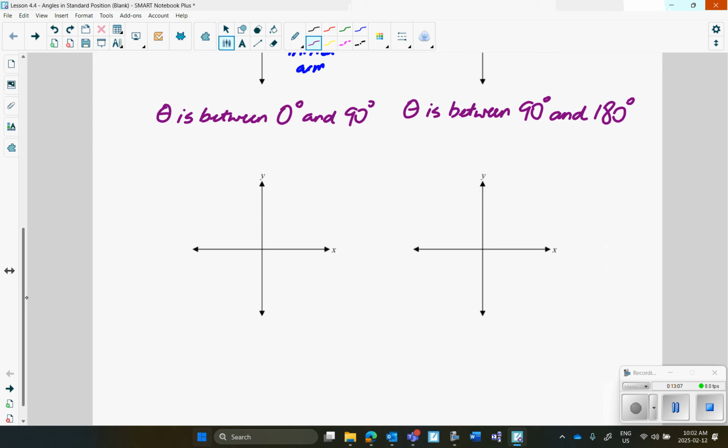So here in quadrant 3, here's the initial arm, always the same. The terminal arm goes somewhere in quadrant 3. And then I measure my angle from the initial to the terminal, and that's called theta. What are the possible angle measures I could draw in quadrant 3? Anywhere between 180 and 270. Good.